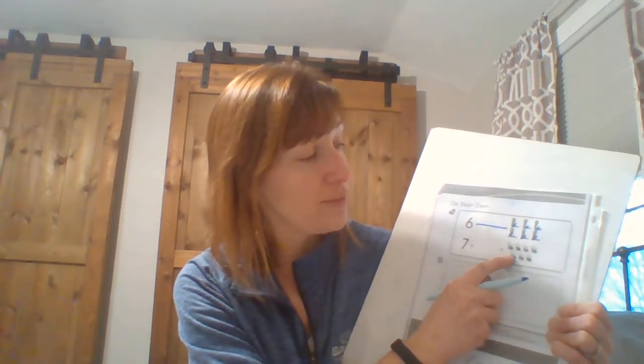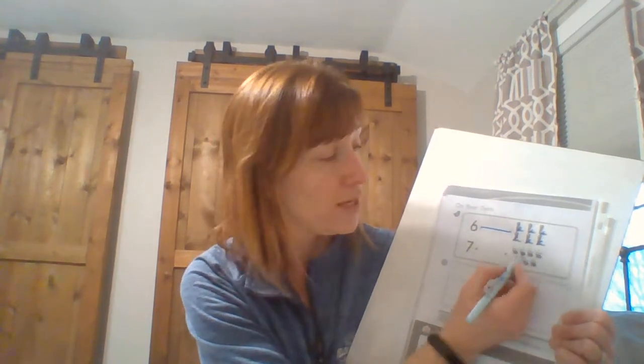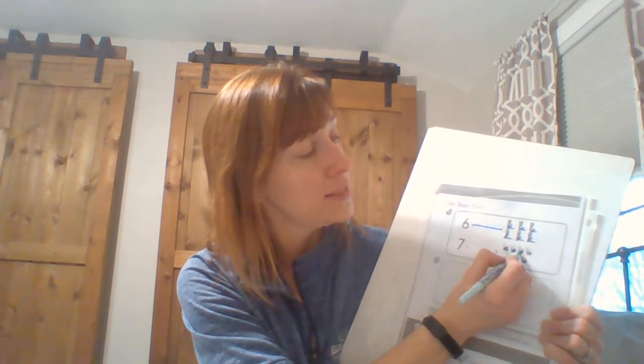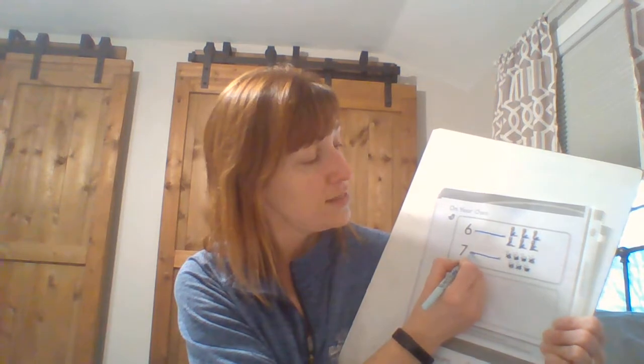Now we're going to count these bumblebees. We're going to start at the bottom left and then go up to the top row. Here we go. 1, 2, 3, 4, 5, 6, 7. And we know that this is the number 7. So we're going to make a line straight across from it.